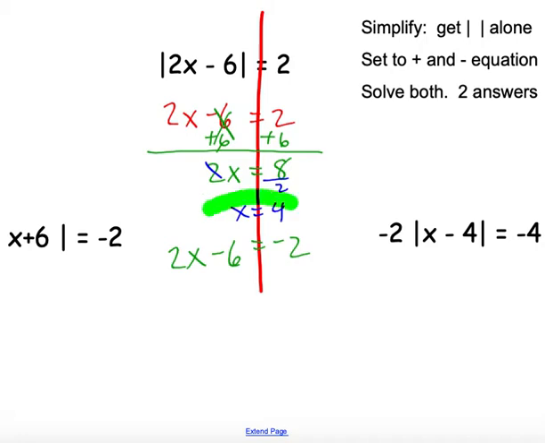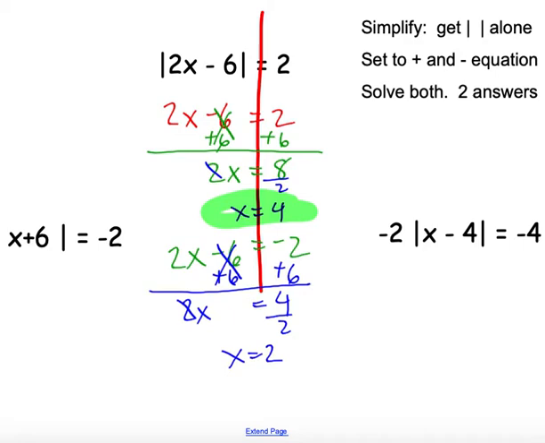There's our first answer. Let's look at the next one. Add 6. 2x equals 4. Divide by 2. X equals 2. There's our second number.